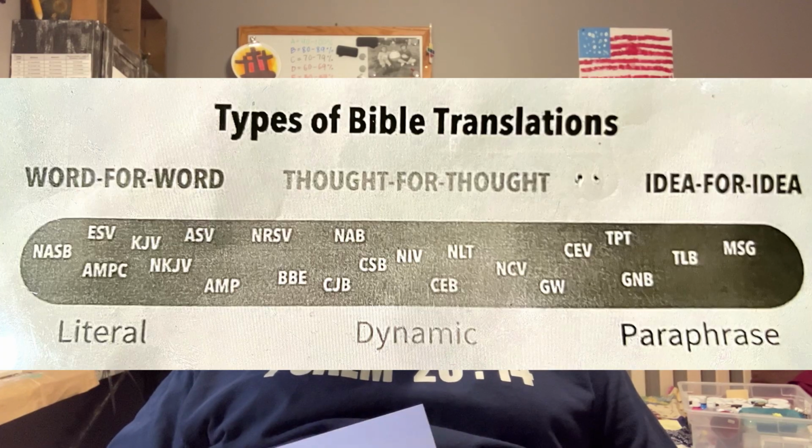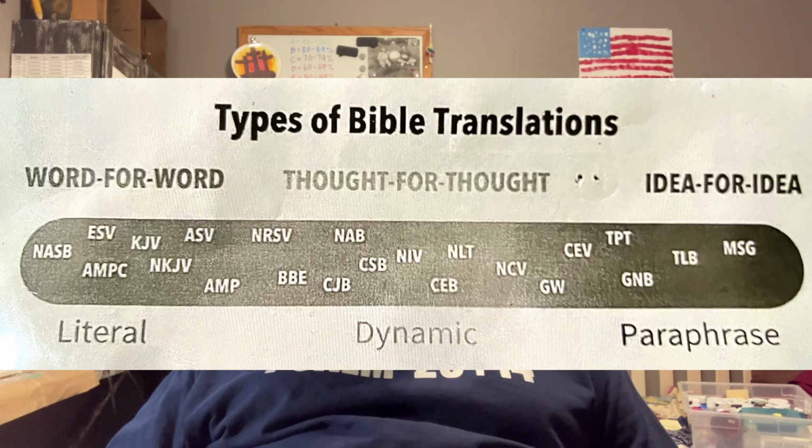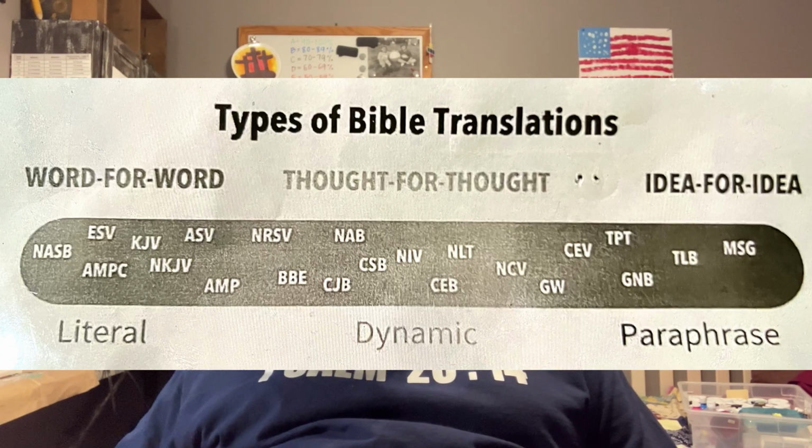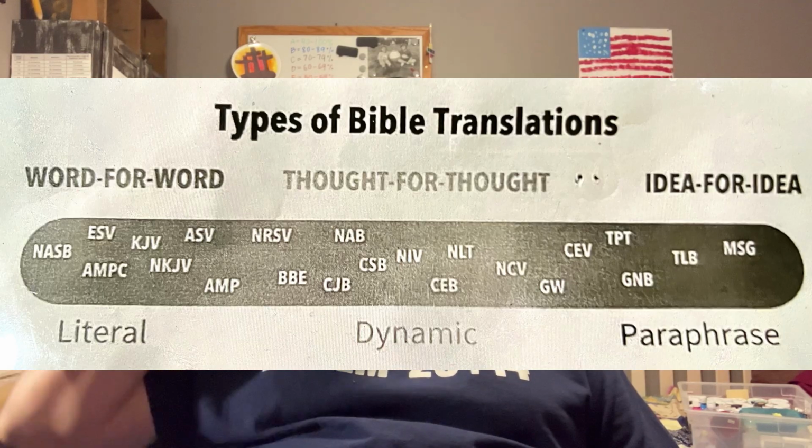All right, now when we get to our thought for thought, what we'll see is right in the very middle is the NIV. And to the right, a little bit more towards the idea for idea, but still under the thought for thought, is the NLT. I am going to say that those two translations are very smooth, easy to understand readings.